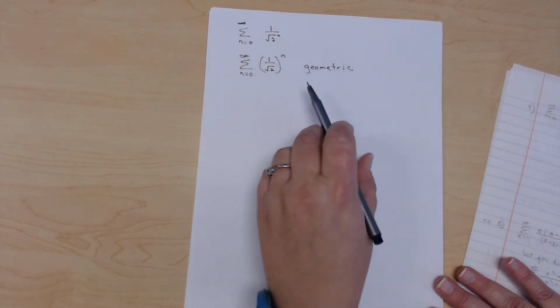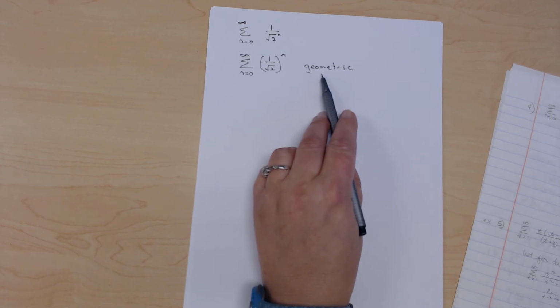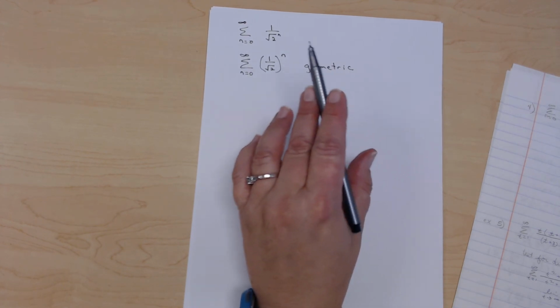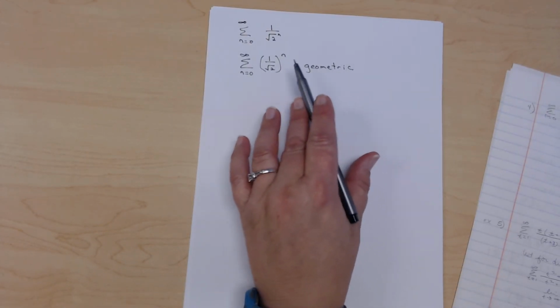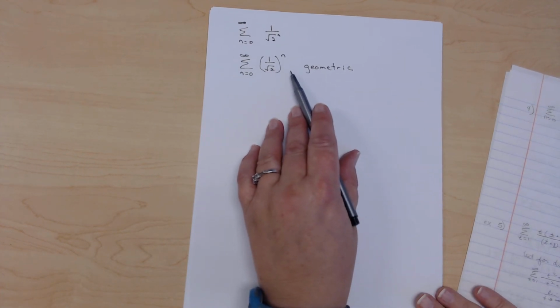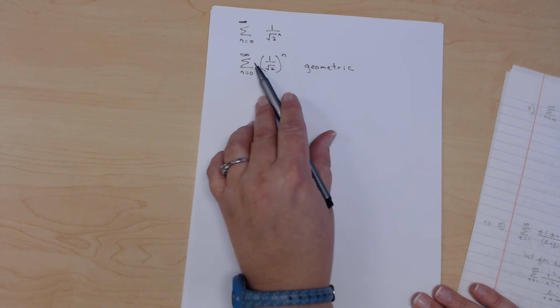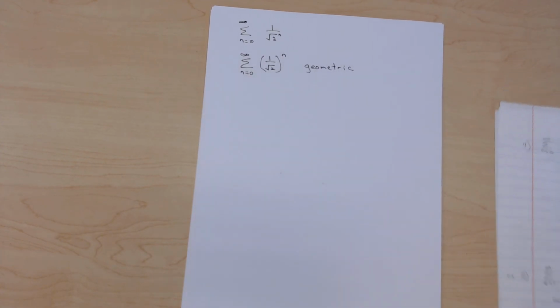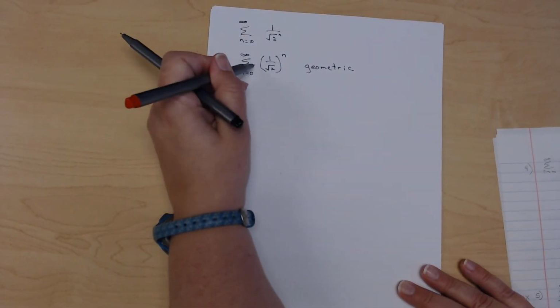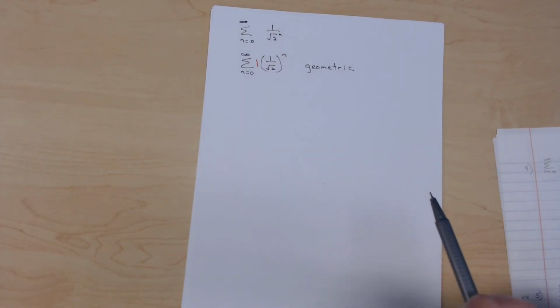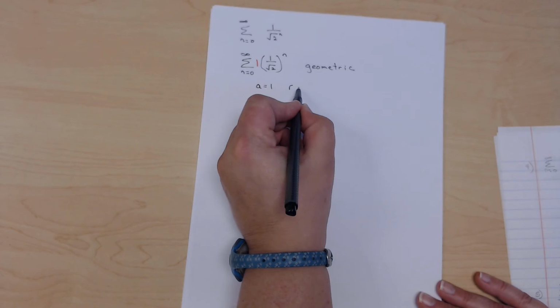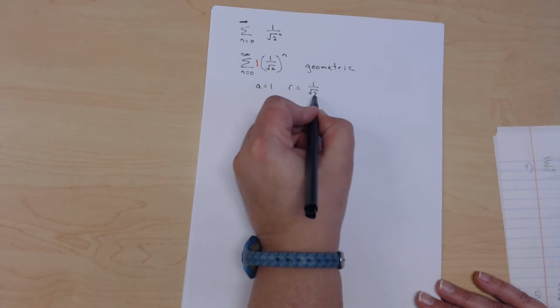Okay. Now remember, eventually it's going to be different even in this lesson, but you kind of have to get in your head what geometric looks like because we're going to see this throughout the whole chapter. All right, so what's my number in front? My number in front, if I need it, is a 1. So A is a 1, and R is 1 over the square root of 2.